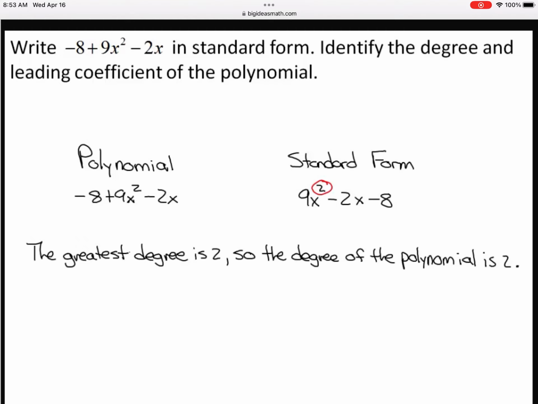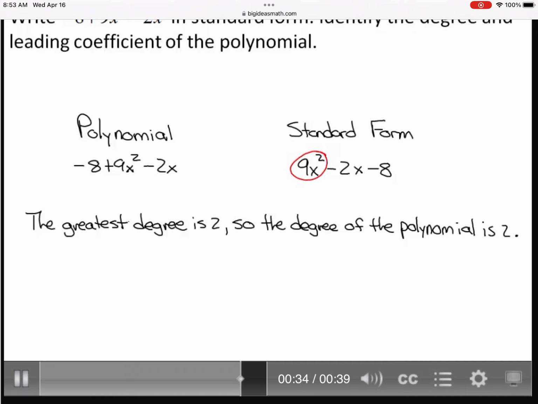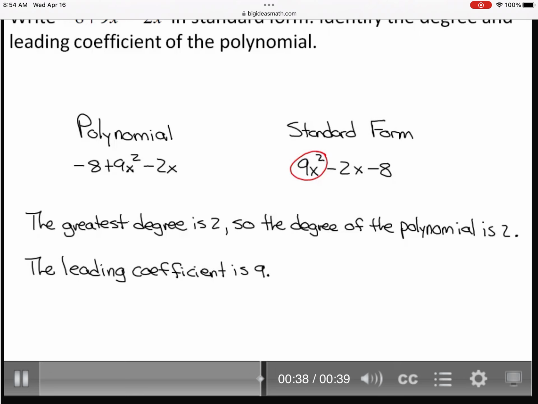Notice that the greatest degree is 2, so the degree of the polynomial is 2. Also notice that the first term of the polynomial in standard form has a coefficient of 9, so the leading coefficient is 9.